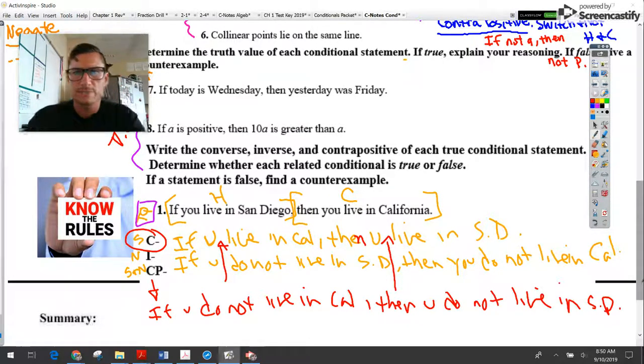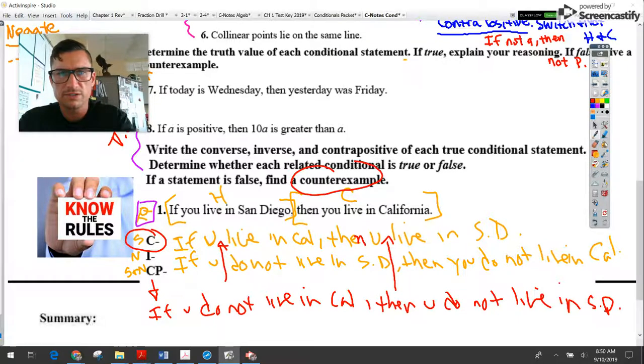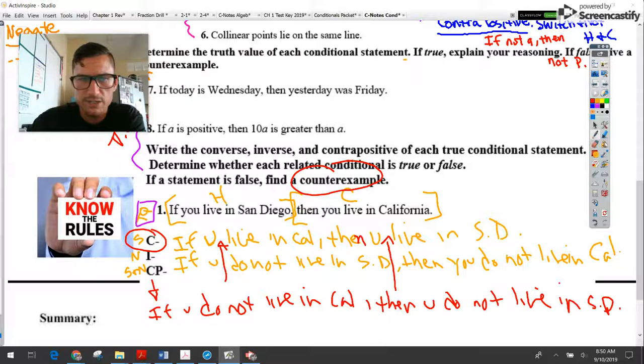You'll notice that we're going to run out of time for the video, but being able to say whether the statement is true or false, you have to give a counterexample. So if you live in California, then you live in San Diego. That would be false because you could live in Los Angeles. That's in California. That would make the statement false.